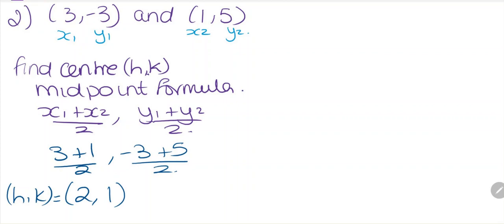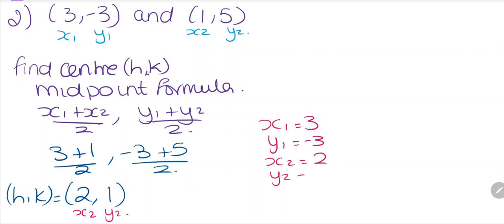Now we're going to use these instead of our x2. So this is going to be x2 and y2. So I'm just going to write these down. So our x1 is 3, our y1 is minus 3, our x2 is 2, and our y2 is 1. And we're going to substitute these into the distance formula, so we can find the distance from the radius to the endpoint.